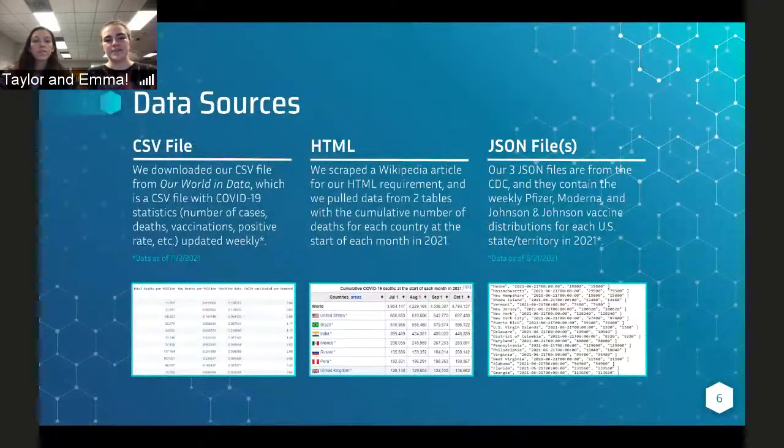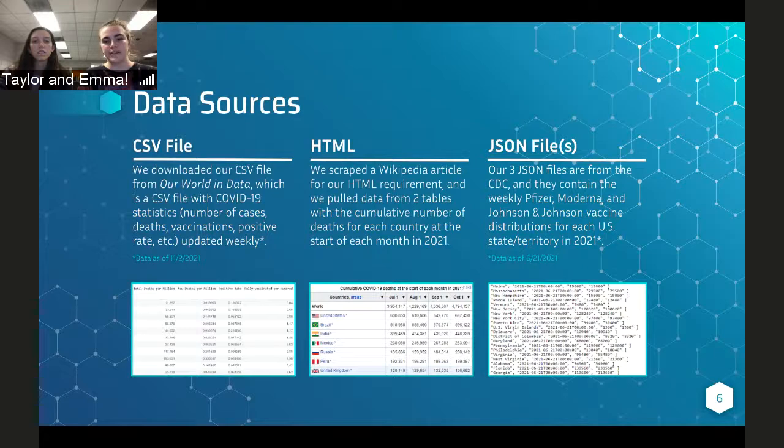So to get into our data collection, we collected data from a couple different sources. Our CSV file was from Our World in Data, which compiles COVID statistics and is updated weekly. Our HTML is from a Wikipedia article where we took data from two tables that detail the cumulative number of deaths for each country at the start of each month this year. And our JSON files are from the CDC and contain the weekly Pfizer, Moderna, and J&J vaccine distributions for each state and territory.